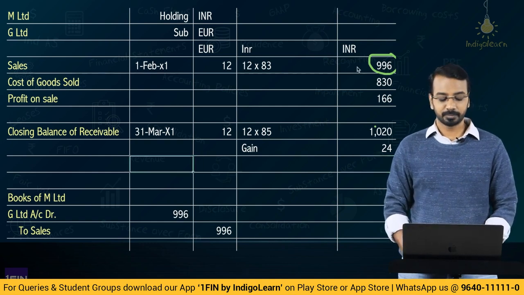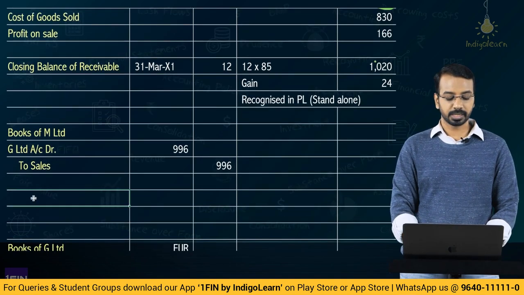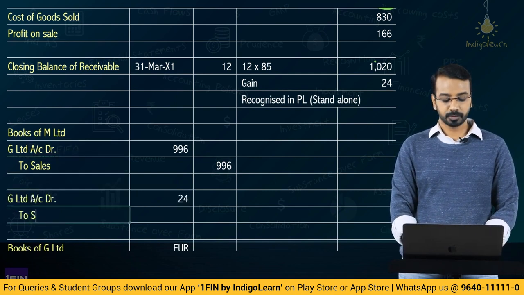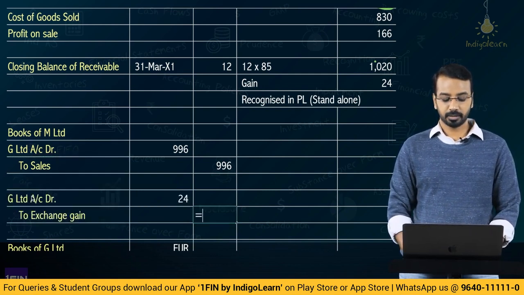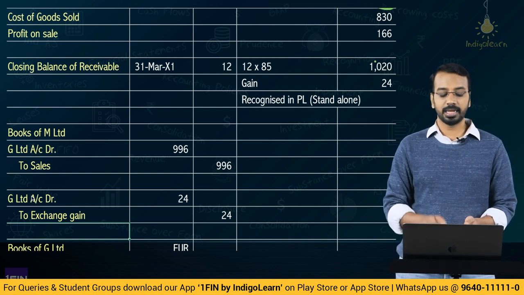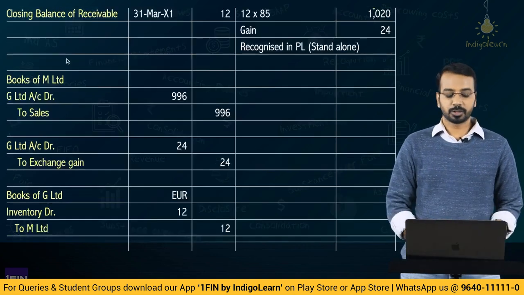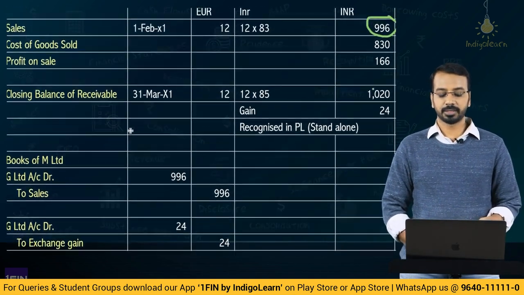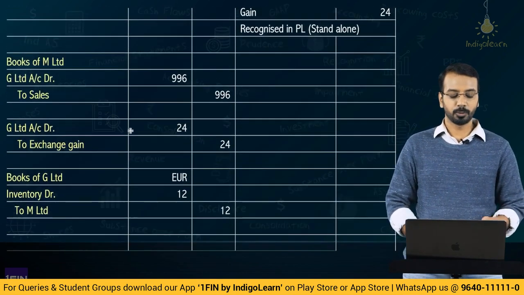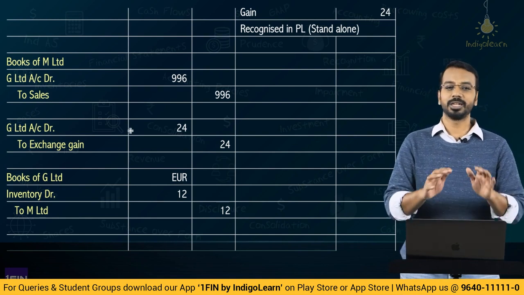Where will we recognize this gain? In the standalone P&L, you will recognize the gain. So here you will say G Limited account debit 24 to exchange gain 24. It's very simple. So in the P&L, sales 996, profit on sale 166, and exchange gain of 24 in the standalone financial statements. Now that we have understood what is to be done in the standalone financial statement of the holding company and in the books of the subsidiary company, let us now move on and see what happens in the consolidated financial statements.